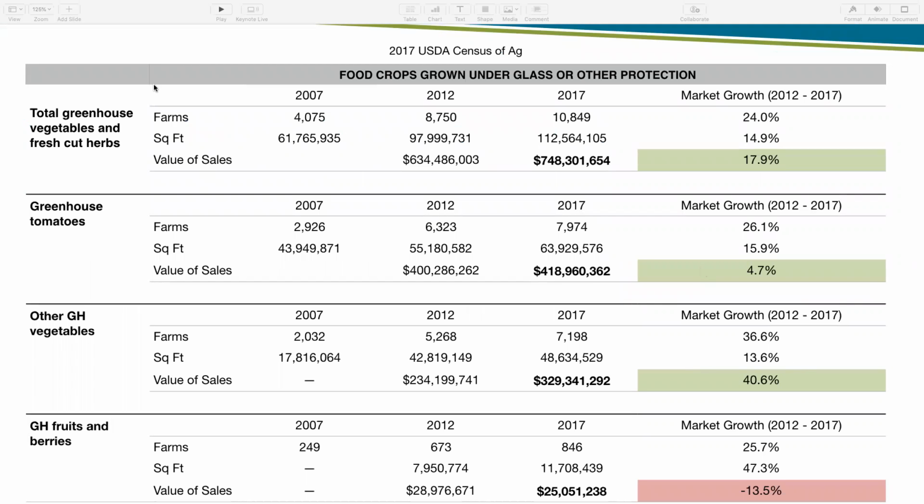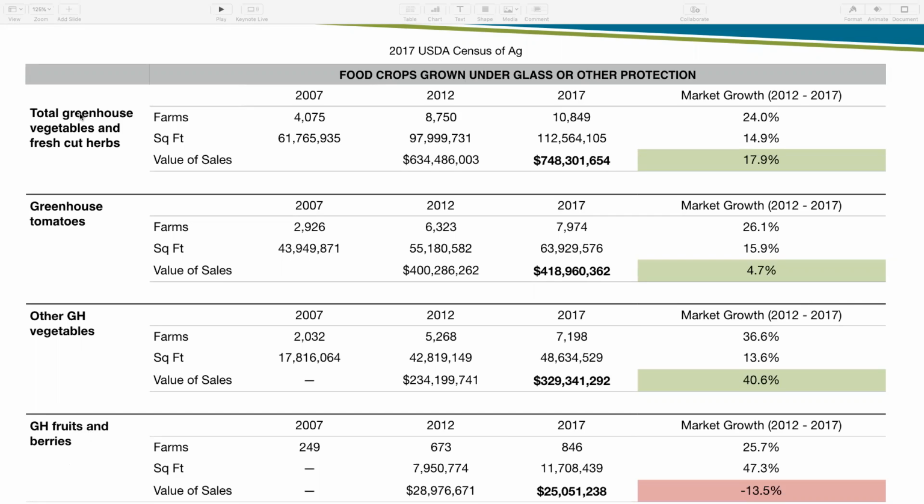So first table we're going to be taking a look at here comes from the 2017 USDA Census of Ag, which is the latest one. On this table, we are looking at food crops grown under GLASE and other protection, the category we just saw, broken down into 4 categories. Even though we see 4 categories here, the first one, total greenhouse vegetables and fresh cut herbs, is really all those together: the greenhouse tomatoes and other greenhouse vegetables, and then we have another one here, the greenhouse fruits and berries. Some of the analysis we can look at here is as far as market trends.